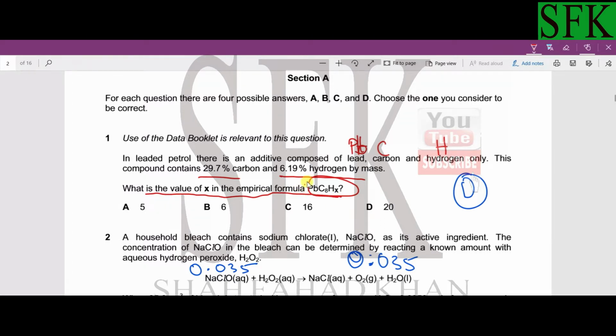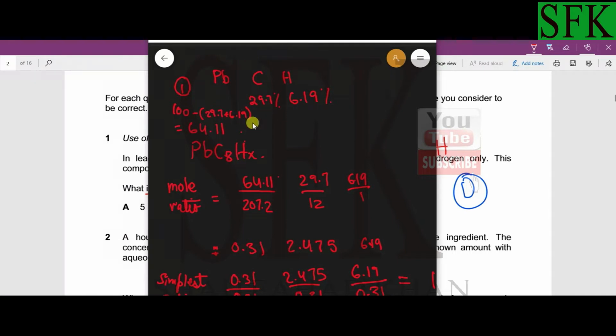Okay, a pretty easy question on empirical formula. All we need to do is find the mole ratios and the simplest ratio and then the value of X. So I've done it over here on this blackboard as you see. Right, so lead, carbon, and hydrogen. The carbon and hydrogen have percentages of 29.7 and 6.19%. If we add them up and subtract from 100, we'll get the percentage of lead, which turns out to be 64.11%.